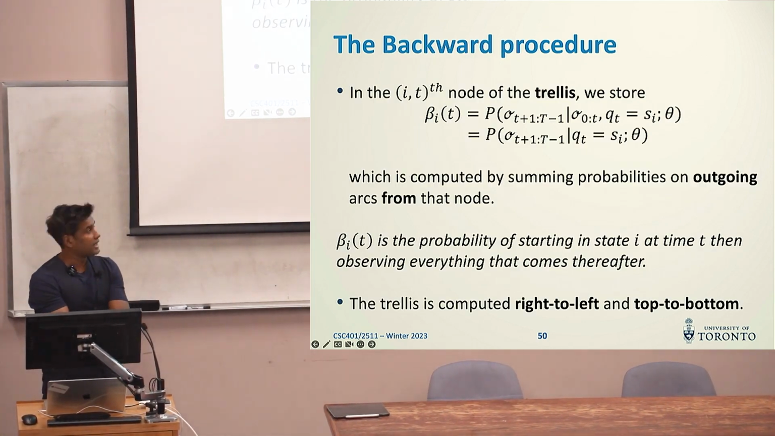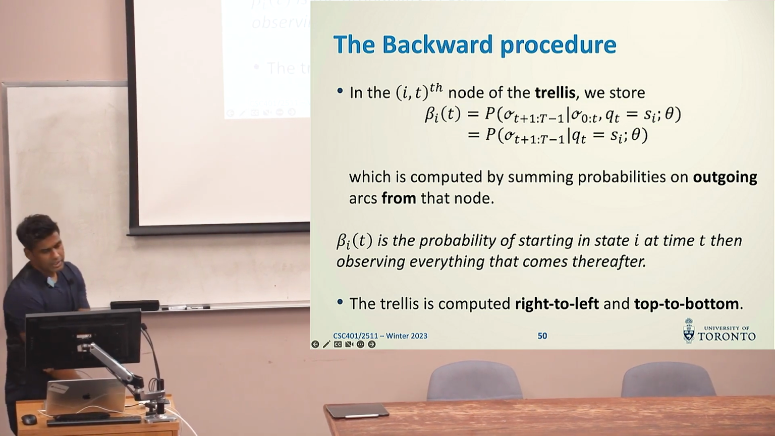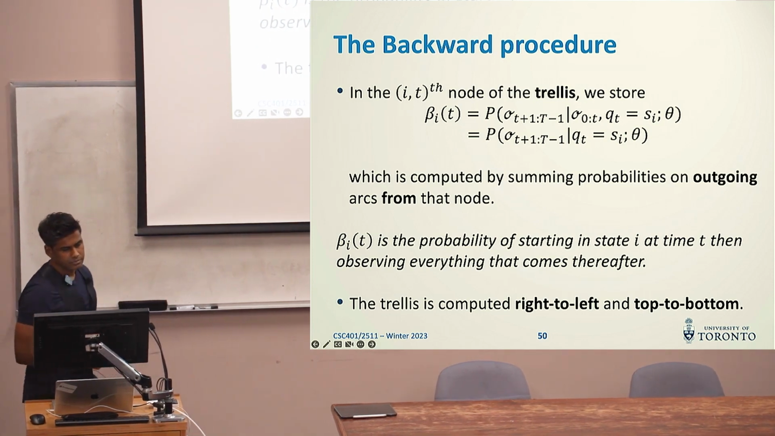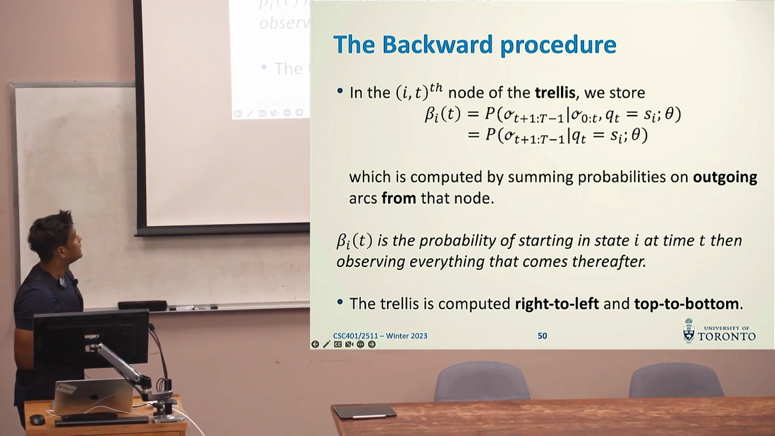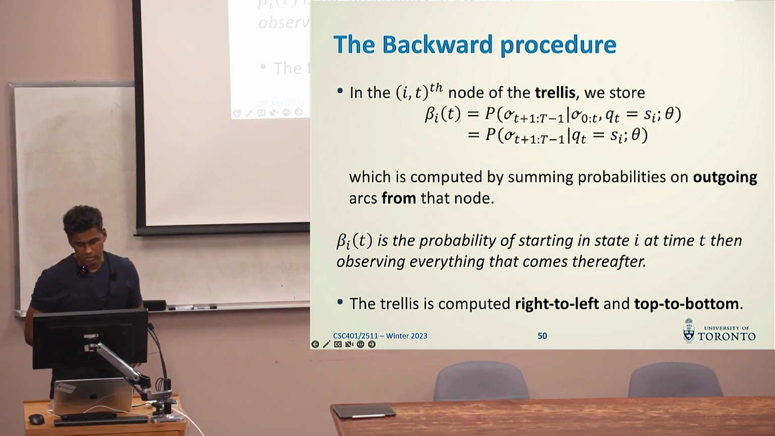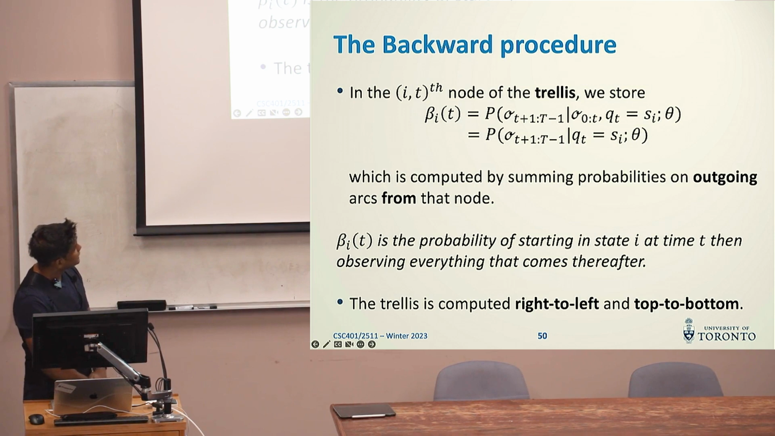So this is the formalization of beta. Beta is the probability of starting in state i at a time t, then observing everything that comes thereafter. You can also visualize this as summing the probabilities of all outgoing arcs from that node. Here we have the mathematical formalization: you're standing at time step t in a certain state Si, and it gives the probabilities of all future observations that come thereafter, from t plus 1 to our final step, which is T minus 1.